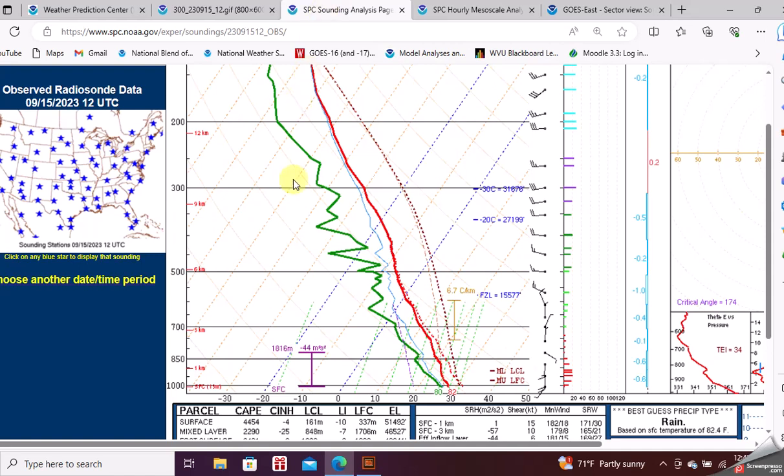Here we have a temperature plot. Temperature is plotted along the x-axis, and instead of being straight up and down, we skew the lines to the right. It's called a skew-T for that reason. It's skewed 45 degrees to the right. So here's minus 30, it goes like this. Minus 20 goes like this. All you're doing is plotting temperature, with pressure over here on the left.